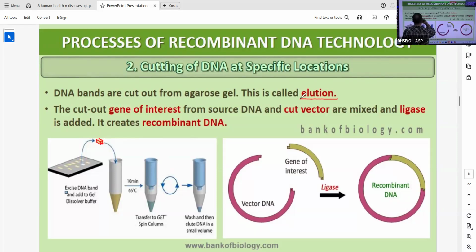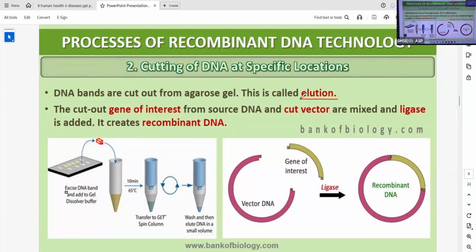Now, the cut-out gene of interest from the source DNA and the cut vector are mixed and ligase is added. Look, we already have the fragment, and the fragment has a definite sequence. Now, in the particular vector DNA where we have to add it, a cut must be made at the same place. Why? Because the sequence will be replaced at that location.